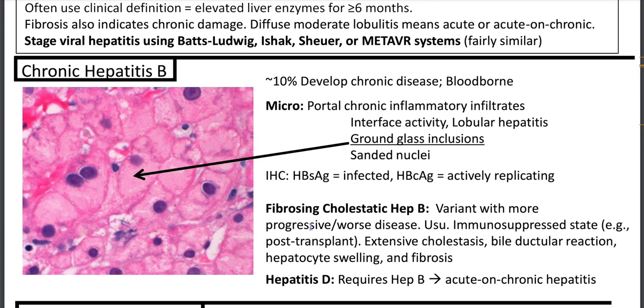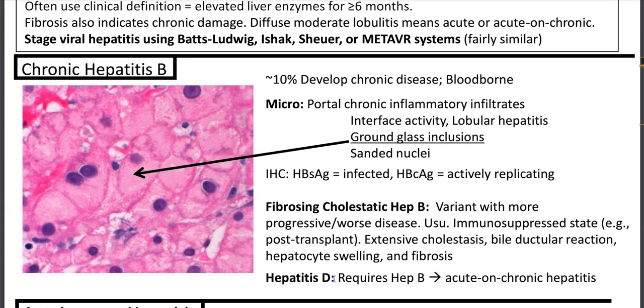Fibrosing cholestatic hep B. This is a variant that is more progressive, and it's a worse disease, usually in the immunosuppressed state, such as post-transplant, and you can have extensive cholestasis, bile ductular reaction where you have more than one duct, multiple ducts in the same portal tract, hepatocyte swelling, and fibrosis. Hepatitis D, remember from med school, it requires hepatitis B and can lead to acute on chronic hepatitis.